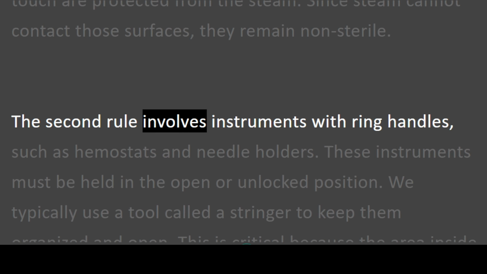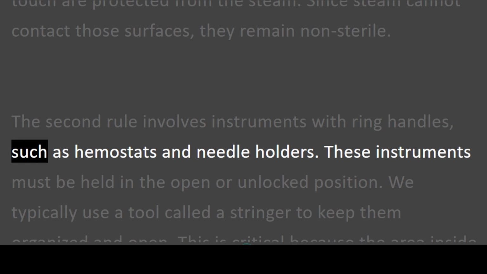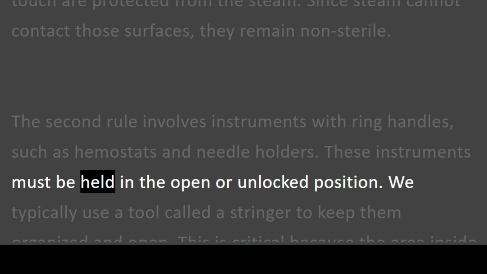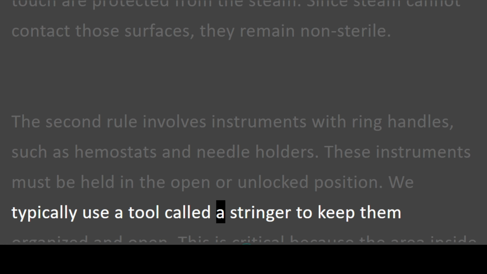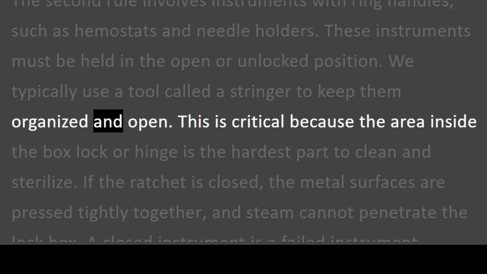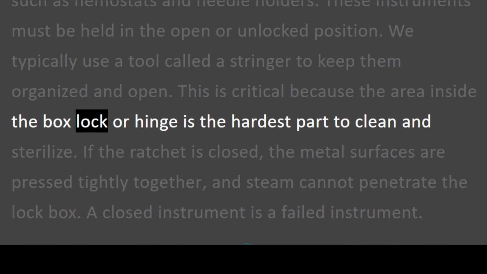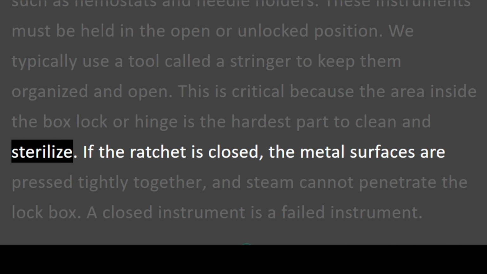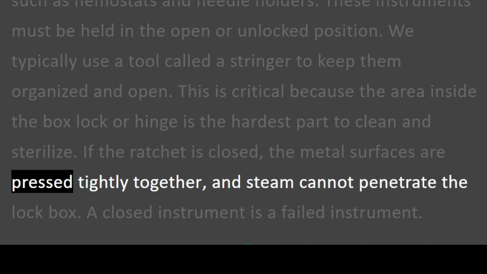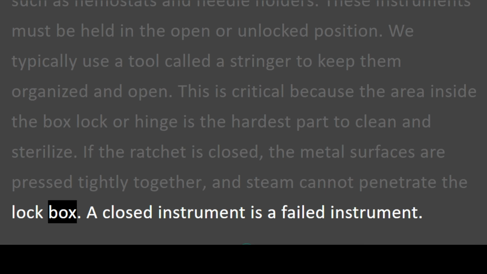The second rule involves instruments with ring handles, such as hemostats and needle holders. These instruments must be held in the open or unlocked position. We typically use a tool called a stringer to keep them organized and open. This is critical because the area inside the box lock or hinge is the hardest part to clean and sterilize. If the ratchet is closed, the metal surfaces are pressed tightly together, and steam cannot penetrate the lockbox. A closed instrument is a failed instrument.